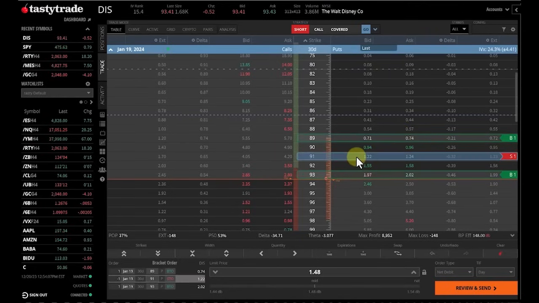Now, of course, I need to go back in and double up on my 91 put to create a butterfly. So you can clearly see that this is a standard $2 wide butterfly. It's a 25-cent debit to put this strategy on. And if we move on over to the curve view, we can get a visual look at what this looks like from a P&L standpoint.